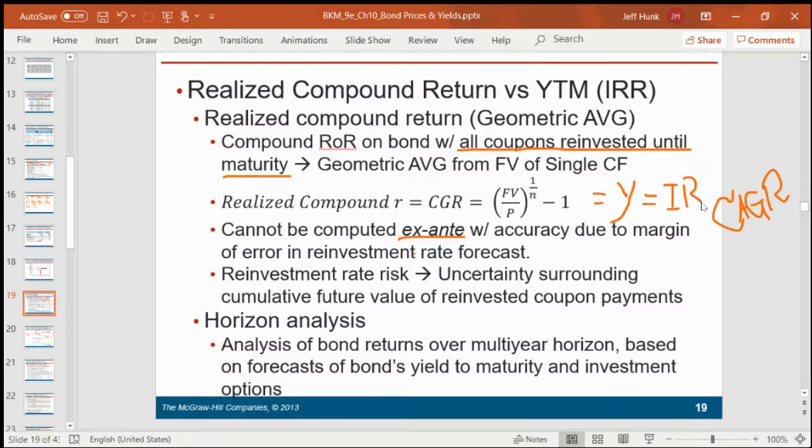Okay. But then it's only an estimation because, due to the reinvestment rate risk, we don't know if it's going to be really reinvested at the same coupon rate. That's the reinvestment rate risk. So I want to bring you back to, remember.